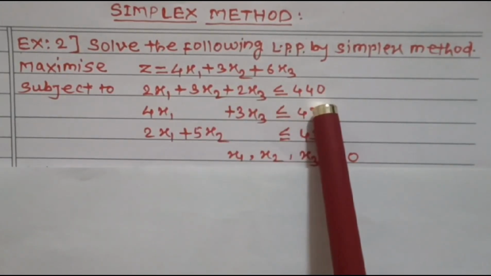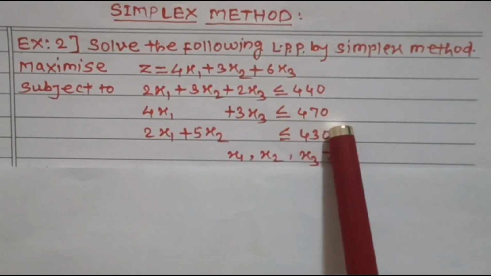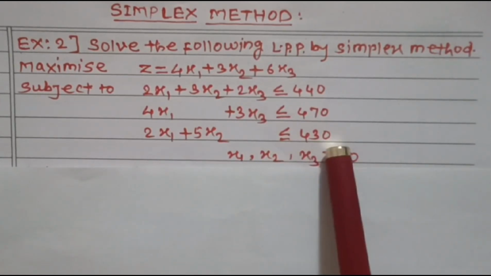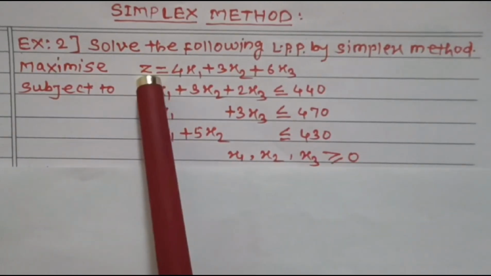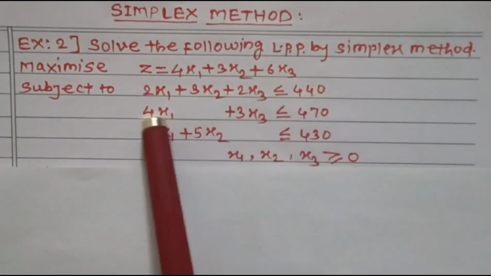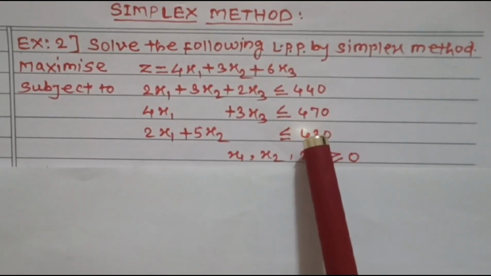equal to 440. 4x1 + 3x3 less than or equal to 470. 2x1 + 5x2 less than or equal to 430. Here x1, x2, x3 greater than or equal to 0. Z is the objective function, and subject to the first inequality, second and third, these three inequalities are known as constraints.